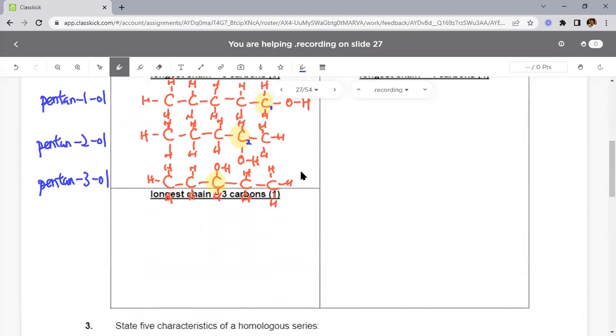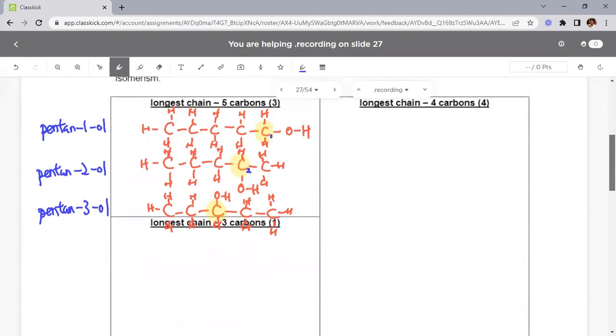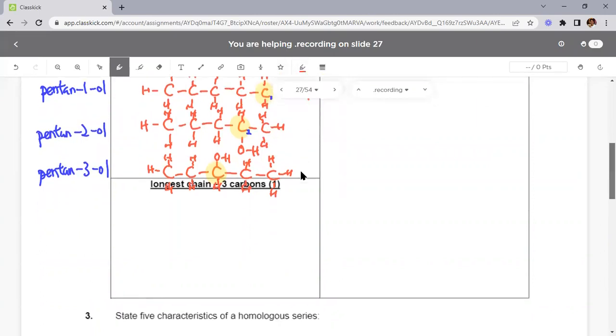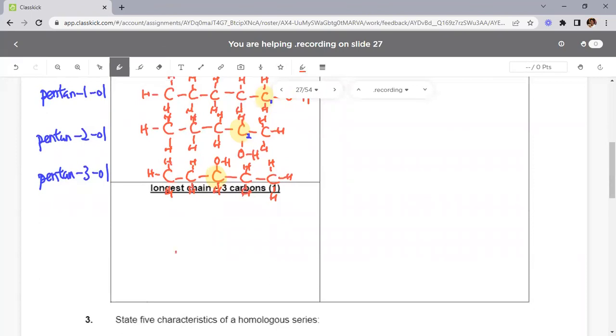Okay. Now, I want to look at the longest chain with three carbons. I'm just going to give you this one last example. They are going to let you all try the four carbon one out. So let's go to this one. So the longest chain being three carbons, I'm just going to draw my three carbon chain here.